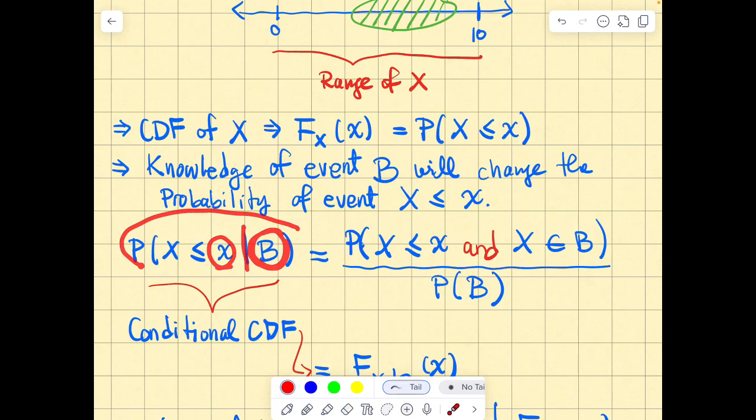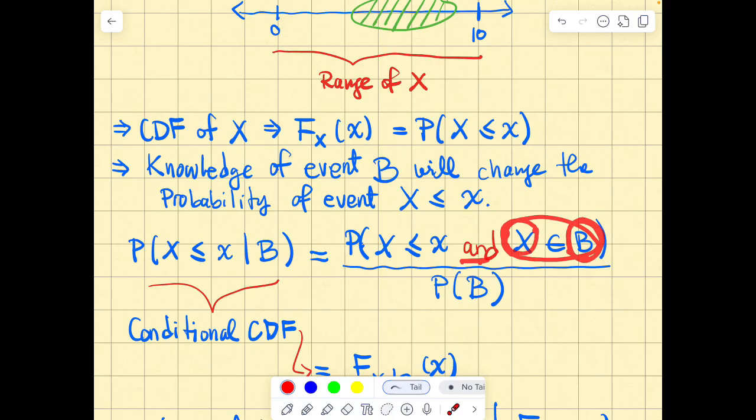Now, as you have studied conditional probability in the past, you know that this is equal to the probability that X is less than or equal to x, and the given condition holds as well. That means random variable X must be in this set B, divided by the condition, which is the probability of event B.